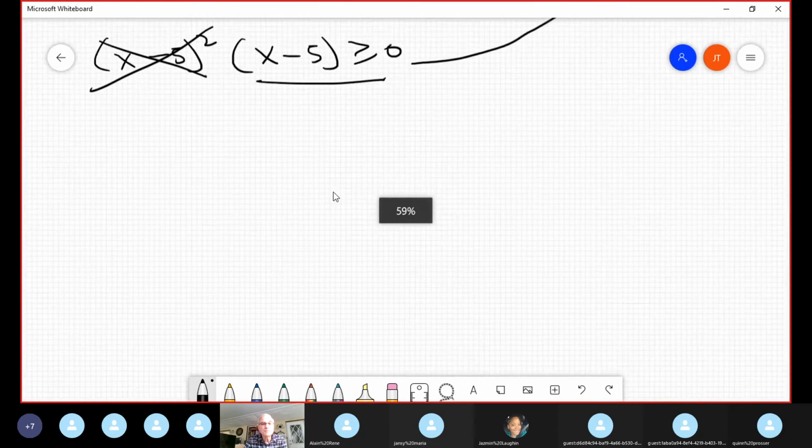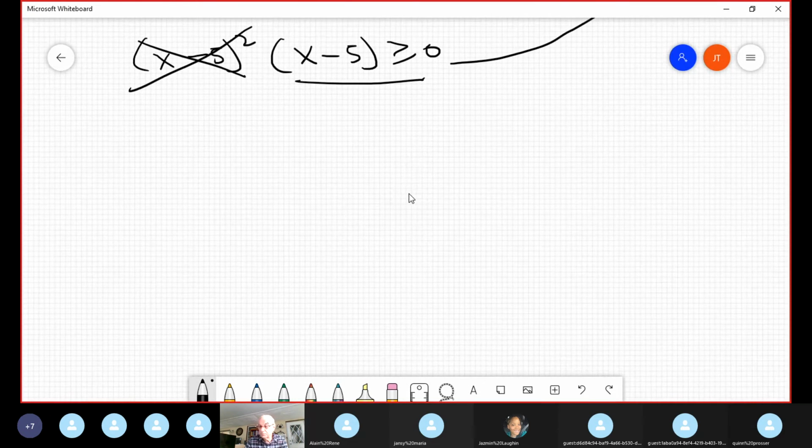Look. Suppose we have this inequality: x cubed greater than or equal to 125. Solving this inequality, the first thing you should do is remember the right-hand side must be 0.